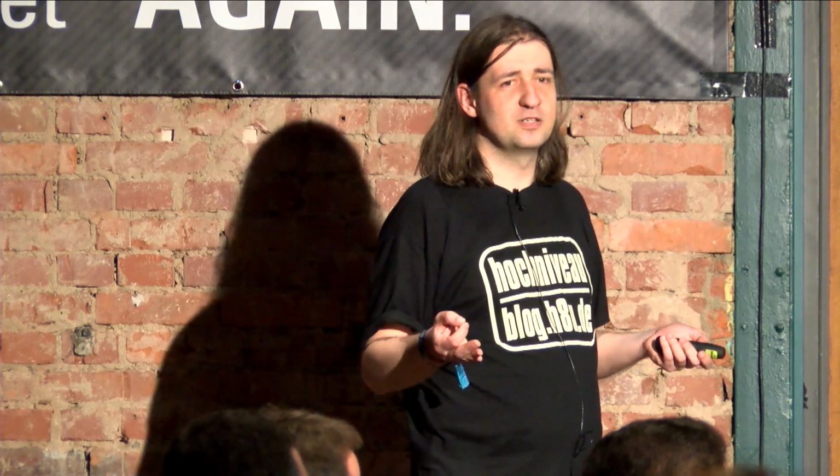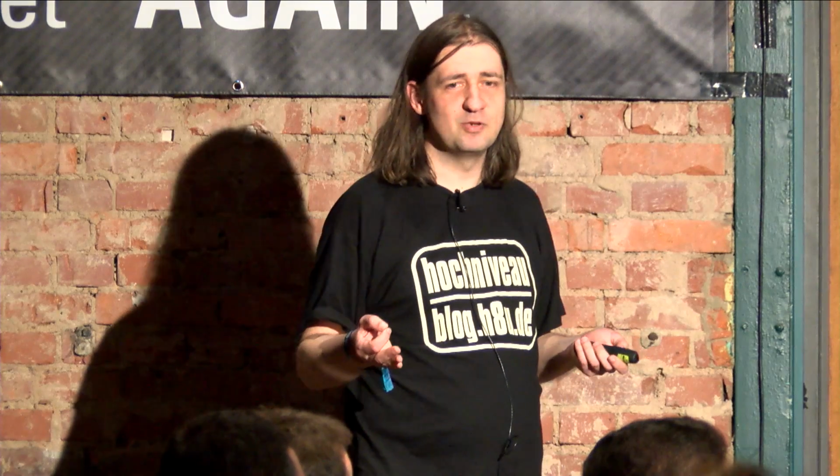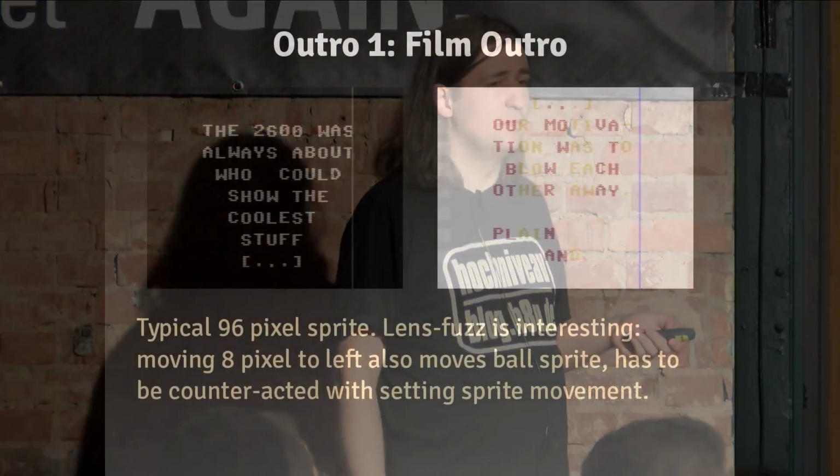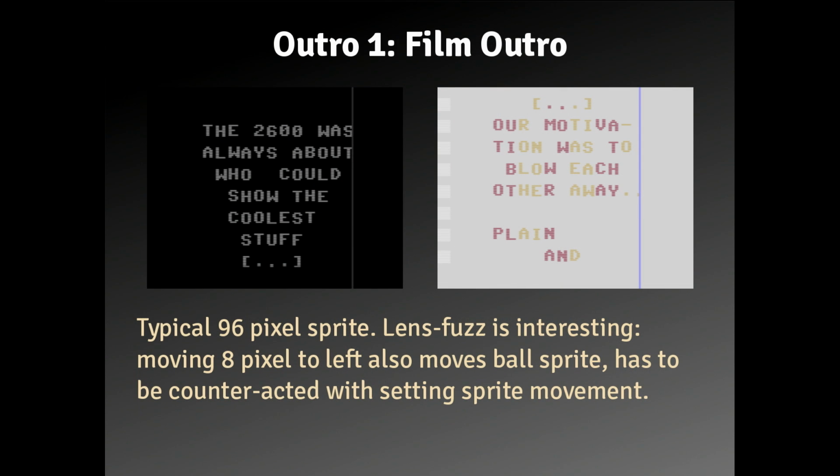the 2600 always was about who could show the coolest stuff. And our motivation was to blow each other away, plain and simple. And this is what it is on 2600 coding nowadays. Everyone who codes 2600 demos tries to impress the others on, oh, I didn't think I could do something like this. So Calirian did some great demos in the last 12 months. And I also had to go with the debugger and the false color, stuff like that, just to get an idea on how he did it.